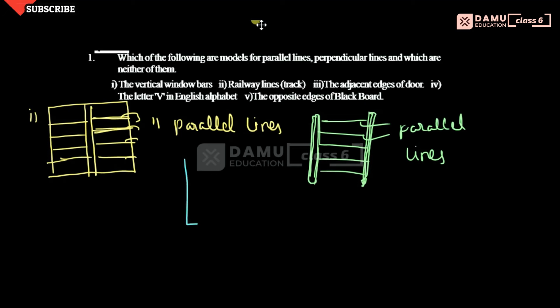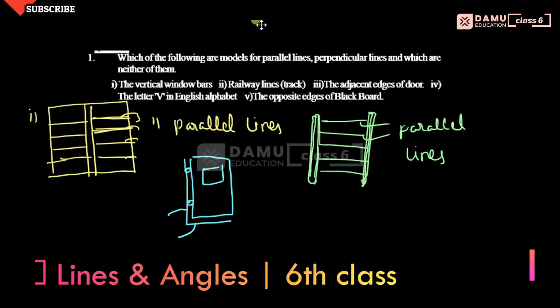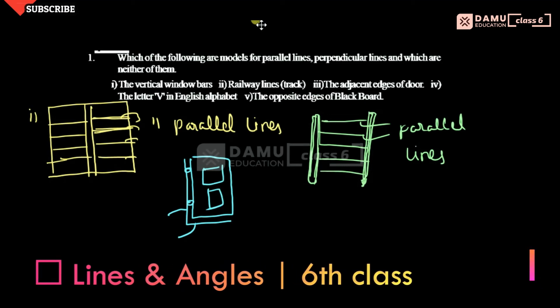So let's take door will be like this. Here these two are adjacent sides. So these two adjacent sides, what you can see here is 90 degree, it's making an angle of 90 degree. Then what you can say is perpendicular lines. So perpendicular lines.